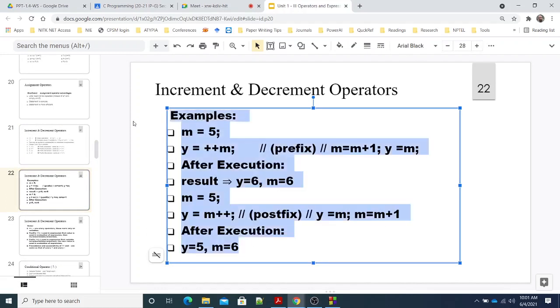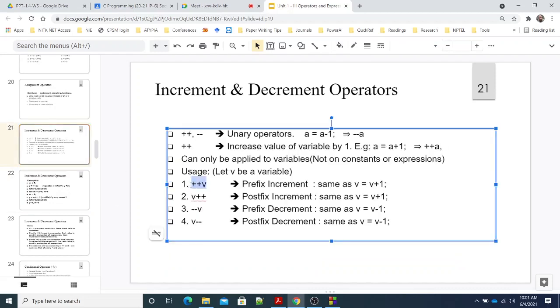We have an example here. Assume that all these variables are integers. I have a variable m with a value 5, and I have an expression here, y is equal to plus plus m. So this is the RHS part, this is the LHS part. I told you the RHS will be executed first completely, then it will be assigned to the LHS part. Now here, this is an independent expression. There is no LHS equal to RHS format. Here also no LHS equal to RHS format.